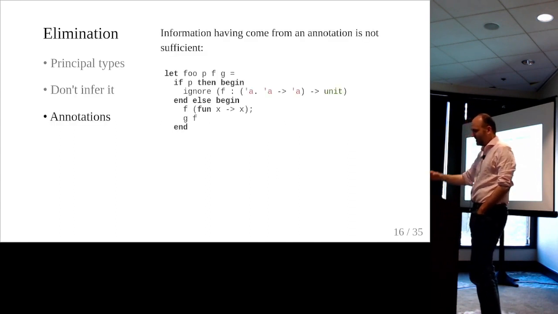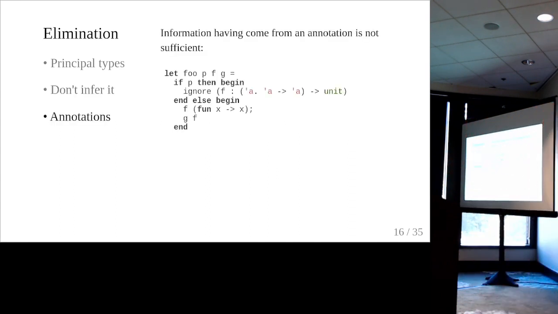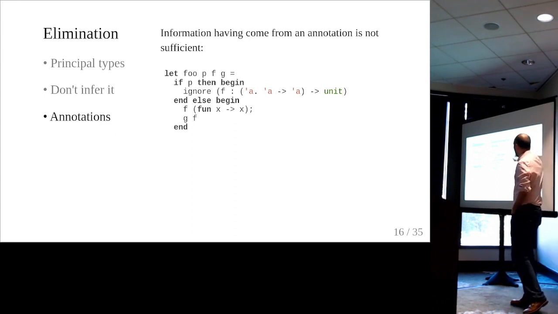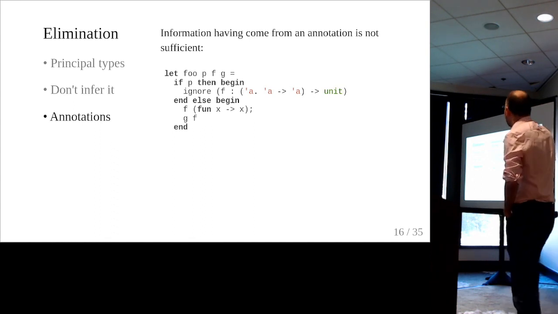Of course, the problem is it's not enough to have information just be coming from some annotation. So here is an example. Here's the foo example, but I've inserted an if. The old body of foo is in the else clause, and then in the if clause we have an annotation telling us that f requires polymorphism. And so you might imagine that this might work.